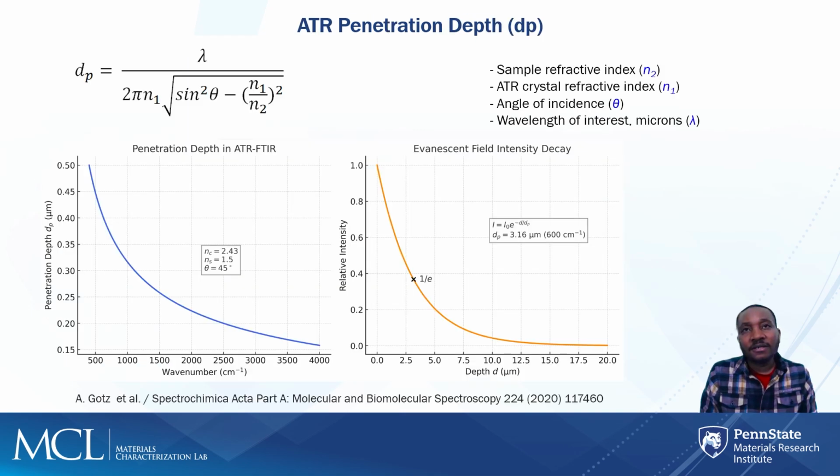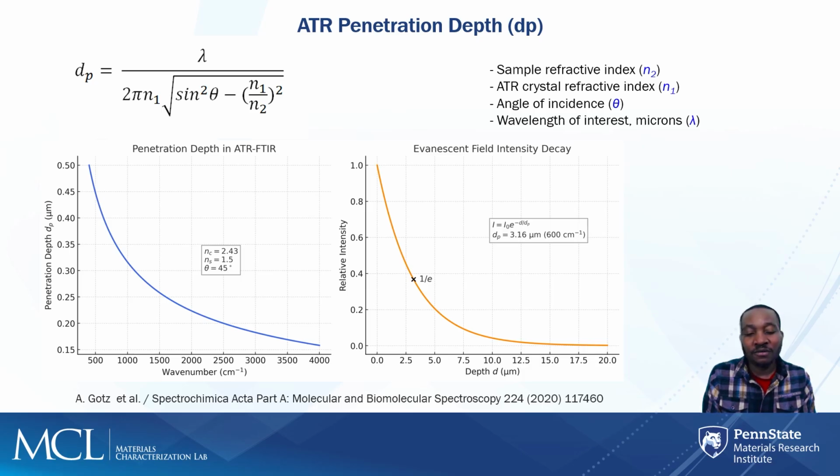So the depth of penetration that you get in attenuated total reflection depends on several factors. It depends on the refractive index of the sample, which we often don't have any choice in. It depends on the refractive index of the ATR crystal, which we can sometimes vary. It depends on the angle of incidence that we use for the light. And it also depends on the wavelength of interest that we're looking at. So if we look at the blue curve here, that blue curve shows the variation of penetration depth, which is defined by dp in the equation that you're looking at there, as a function of wave number.